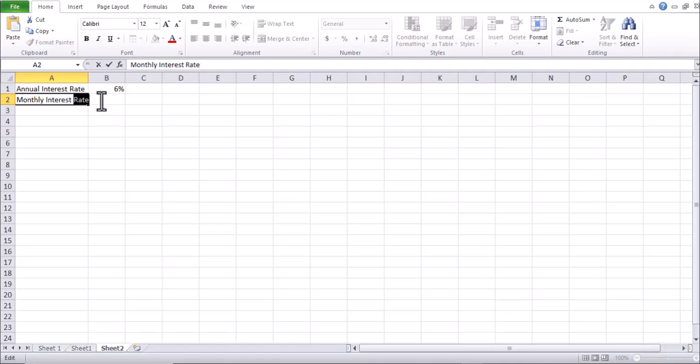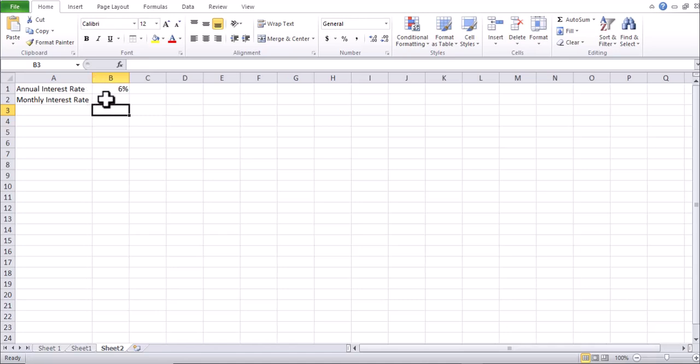All right. So the monthly interest rate is going to be your annual interest rate, so we're going to press here, divided by 12, which is 12 months. Enter, and your monthly interest rate will be 0.005.